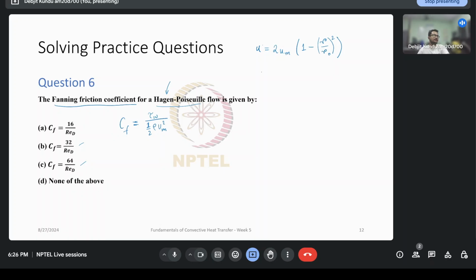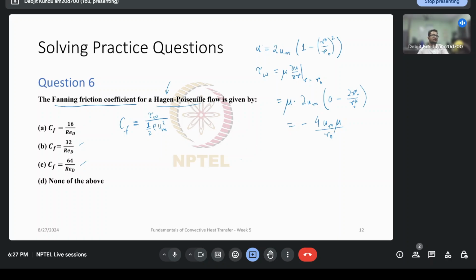So using this, let us find what the shear stress would be. That is nothing but mu into dou u dou r at r equal to r naught, that is at the wall. So we'll just take this derivative now. So mu into 2 u mean, and inside, 1 becomes 0, minus, I have r naught squared, and r squared becomes 2r, and I'm taking this at r equal to r naught. So this gives me 1 over r naught. This cancels out. So finally I get minus 4 u mean into mu by r naught.